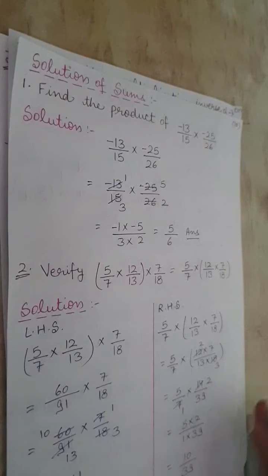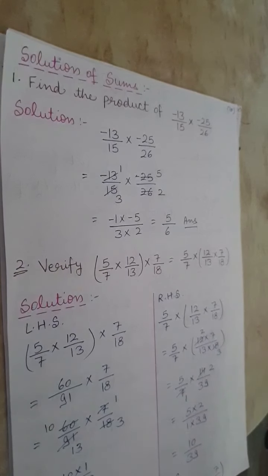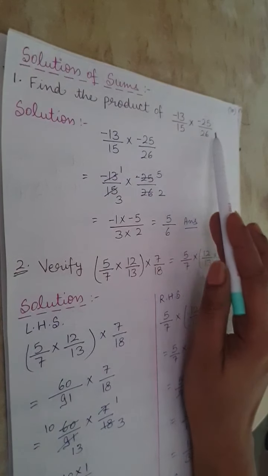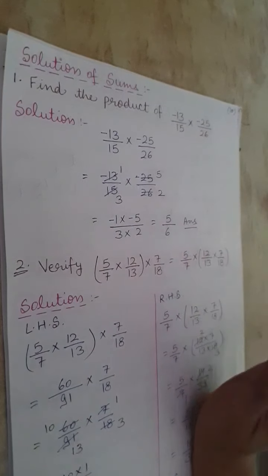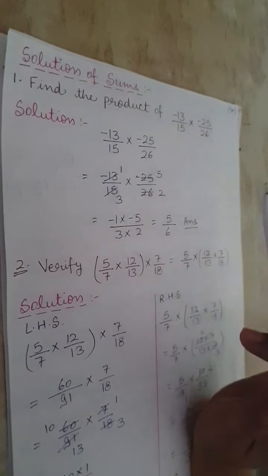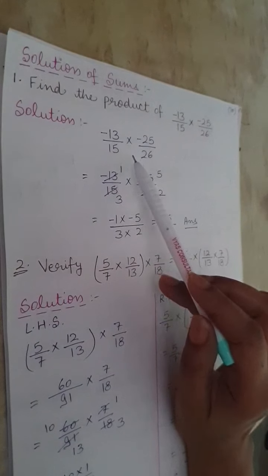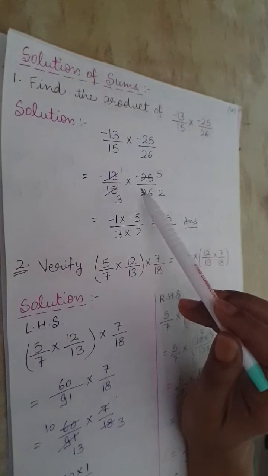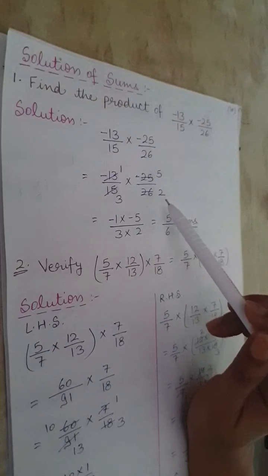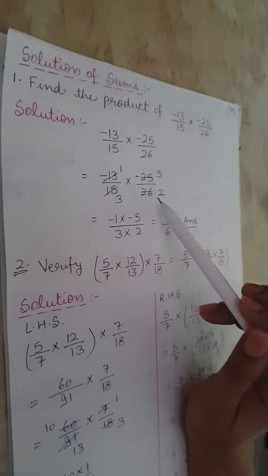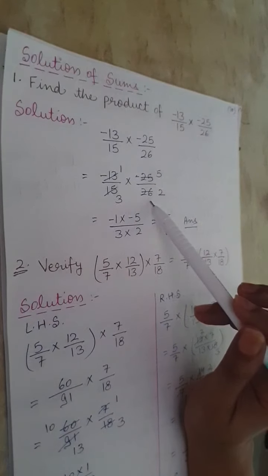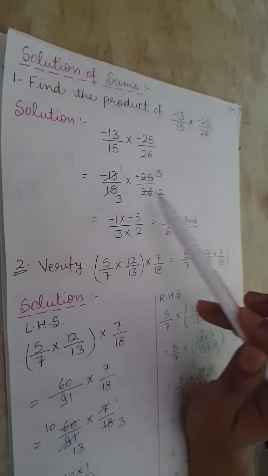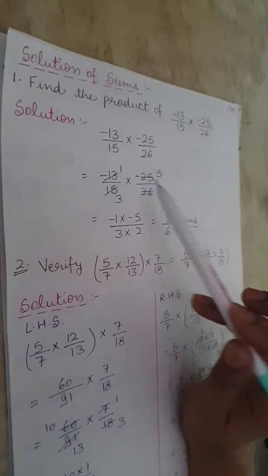The first question is, find the product of minus 13 upon 15 multiplied by minus 25 upon 26. Here is the solution. What do we have to do? If the number can be converted into simplest form, that is, if we can cut it by any table, then first of all we will do that.